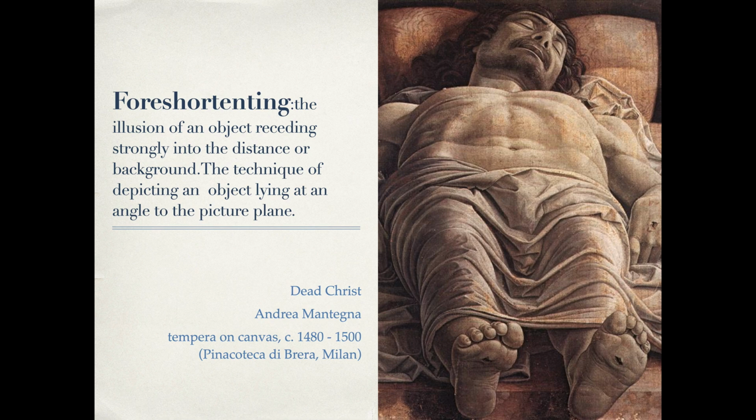The first one would be foreshortening. Foreshortening is the illusion of an object receding strongly into the distance or background, the technique of depicting an object lying at an angle to the picture plane. So in layman's terms, showing depth, using overlapping, using size relation, all that.